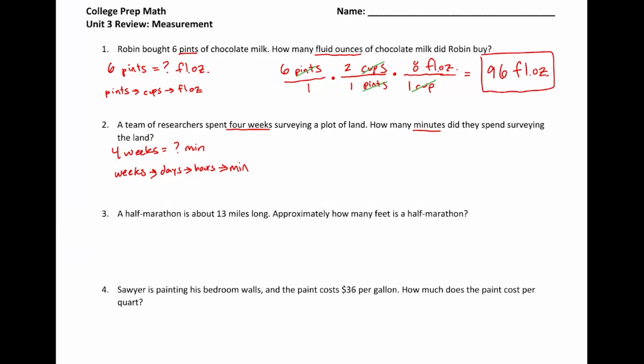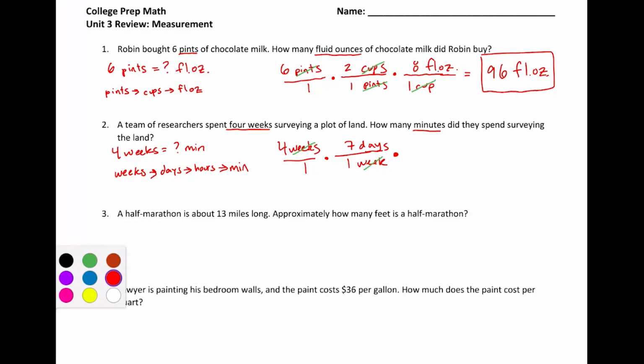So let's start with 4 weeks. I always start with over 1. Okay, so now let's go weeks to days. This is a conversion you probably know, but if you don't, that's okay. So 1 week is equivalent to 7 days. Notice I'm putting the week in the bottom. You always are going to put the unit that you're converting from on the bottom and the one you're going to on top, typically. So we want those weeks to cancel out.